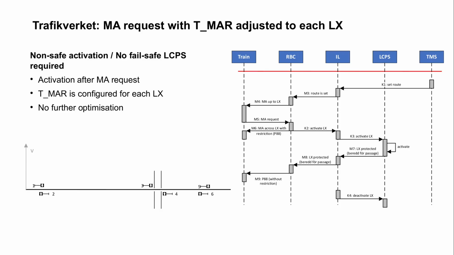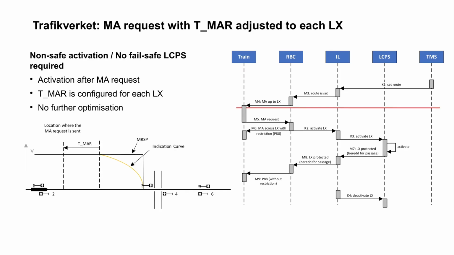First of all, the TMS commands the interlocking to set the route over the level crossing. The interlocking sets the route and reports this to the RBC, usually by transmitting a virtual signal aspect to the RBC. Now the RBC can send an MA up to the level crossing to the train. This MA up to the level crossing is necessary to trigger an MA request, because a packet 88 with active restriction is not sufficient for trains up to SAS 340 to trigger an MA request.